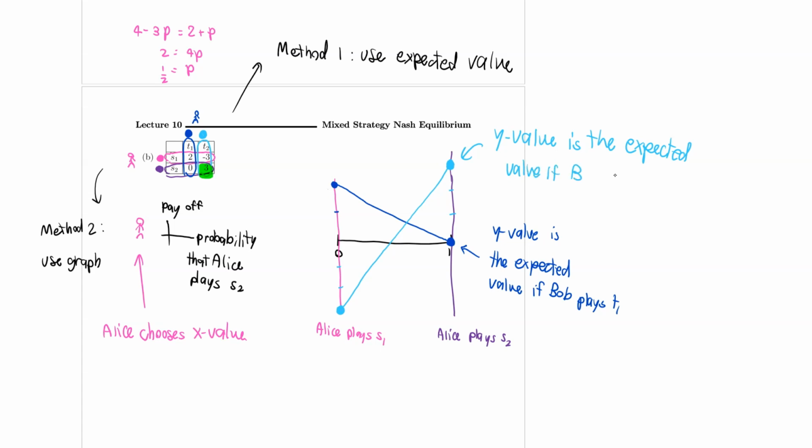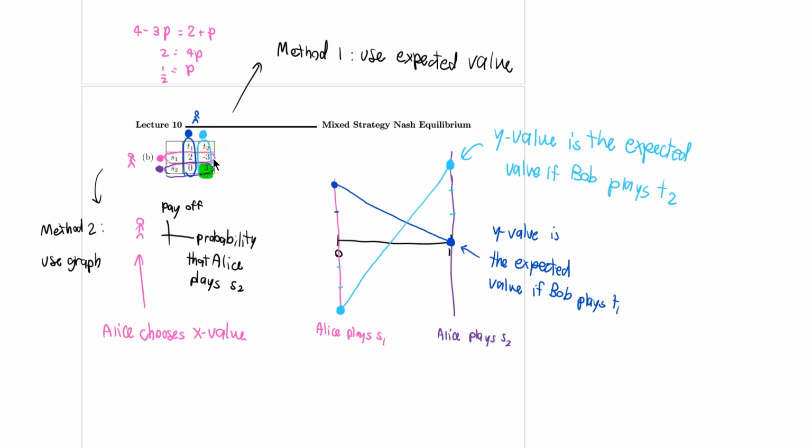If Bob plays T2. So now I can turn this table into this graph where Alice can choose the x value. Alice can choose the x value that she wants. She can play the S2 with whatever probability that she wants between 0 and 1. And Bob can choose between T1 and T2.